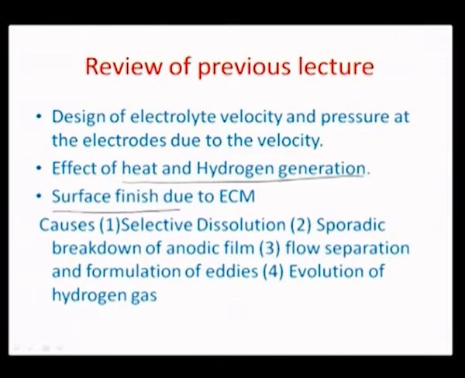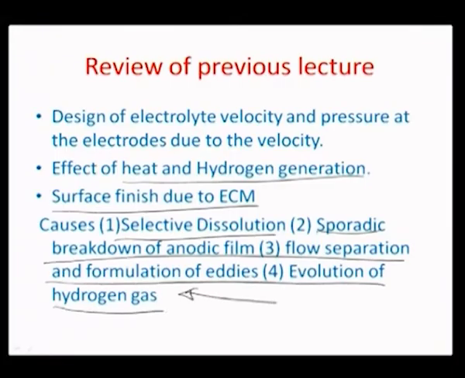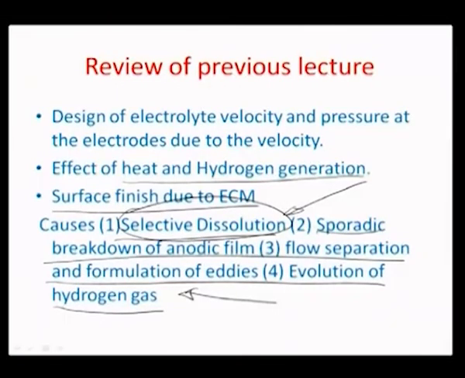And we were looking at some of the causes of surface finish due to the ECM operation, including selective dissolution, sporadic breakdown of anodic film, flow separation, formation of eddies, evolution of hydrogen gas, and so on. So we had already seen how two phases in an alloy, A and B, with different dissolution potentials would have a self-roughening effect, as opposed to the general self-leveling effect of an ECM process, just because the potential of one phase may be slightly higher than the potential of the other phase. It was a very interesting case, where roughness automatically gets generated because of the difference in the dissolution potentials of the two phases.